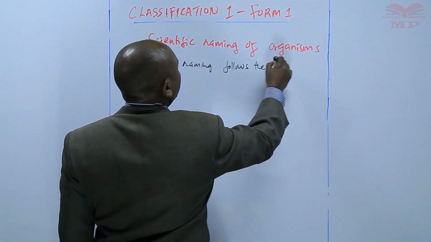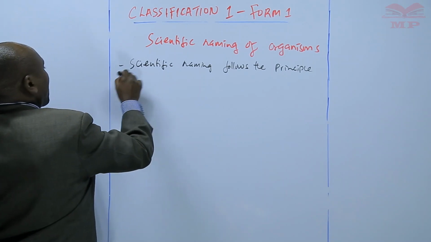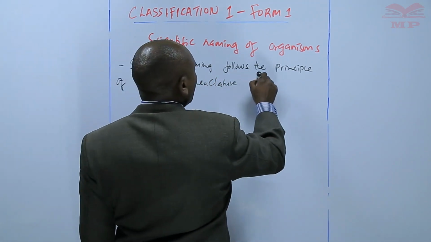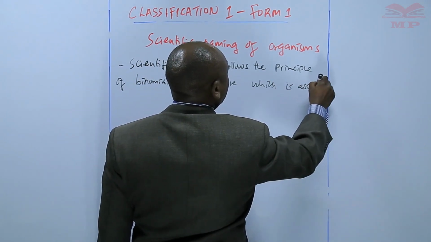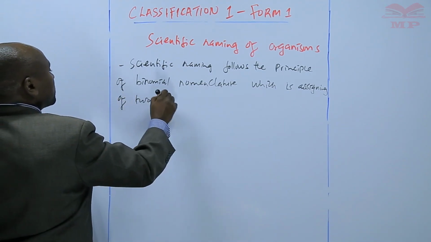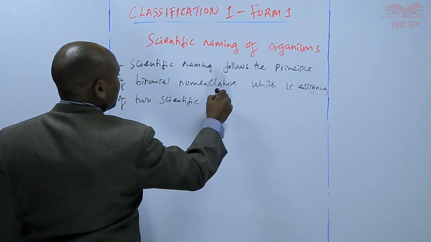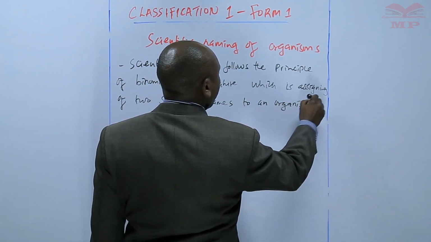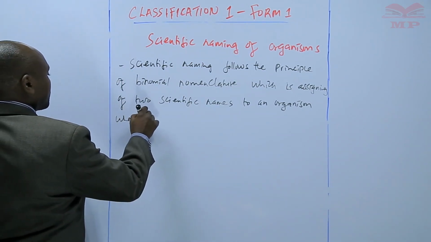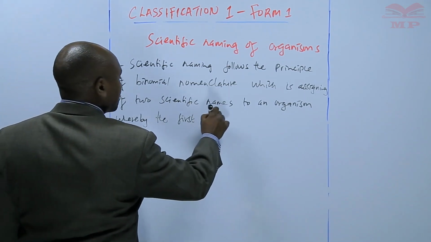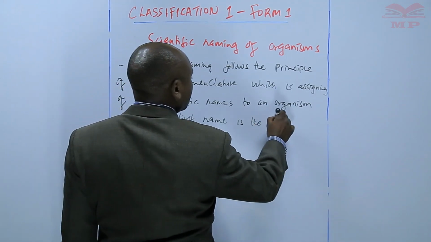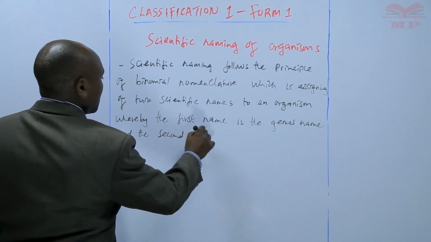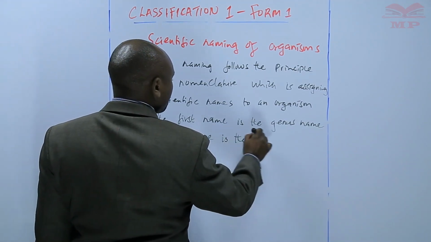So we are saying that scientific naming follows the principle of binomial nomenclature, which is assigning of two scientific names to an organism, whereby the first name is the genus name and the second name is the species name.